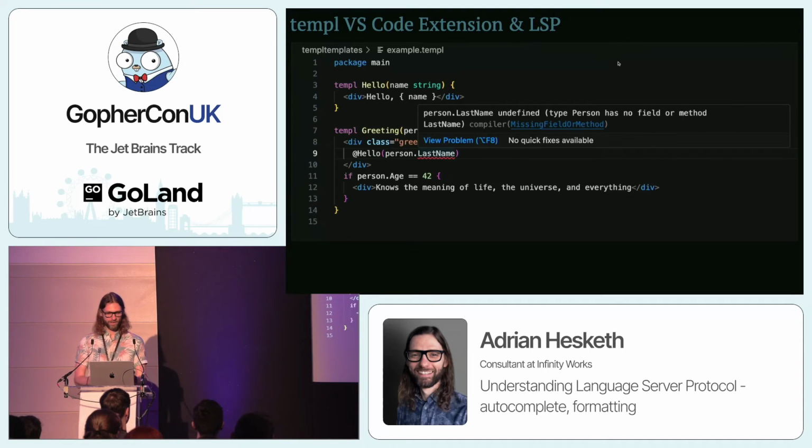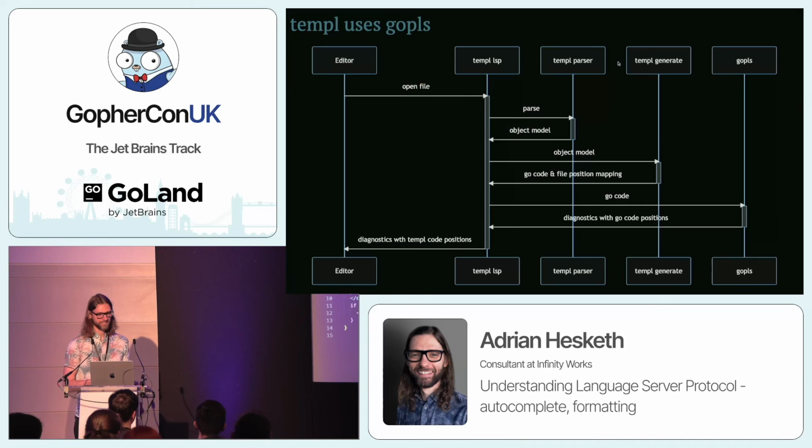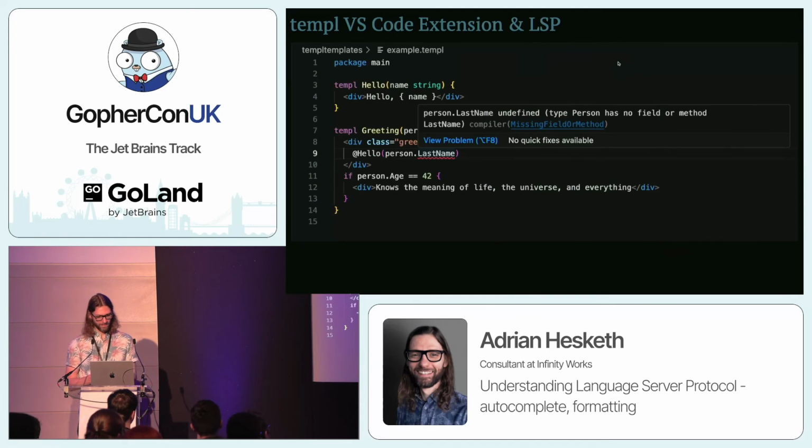So here it's aware that the last name field doesn't exist on that person because the Go code isn't working right. And the way that this operates is that it wraps the Go LSP itself. Because if you think about it, that position there on line 9, the Go code isn't failing at that place. The Go code is failing at a completely different place in the generated code.